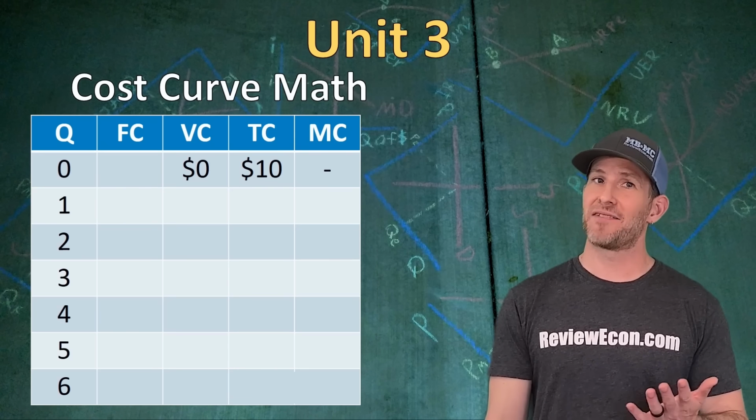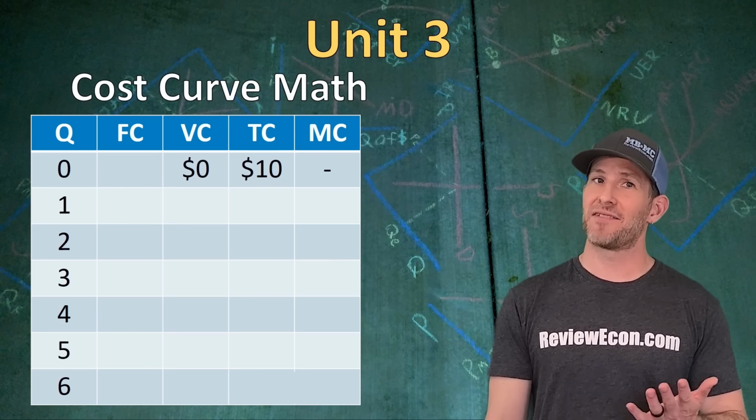Here we have another table to practice. Let's see if we can figure out our fixed cost of production here. That is the cost of producing 0 units of output. Can you figure it out? That's right, since the total cost of producing 0 units of output is $10, that means our fixed cost is $10. And not just for 0 units, but for 1 through 6 as well. And that's because fixed costs are the same whether you're producing 0 units of output or 100,000 units of output.